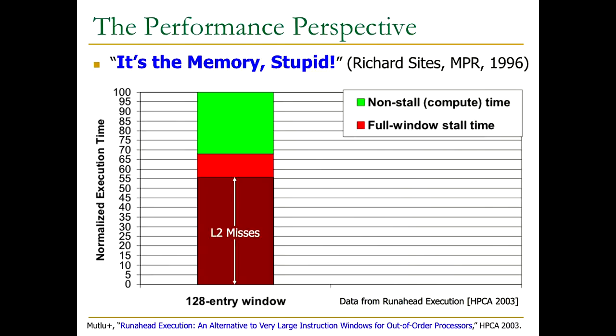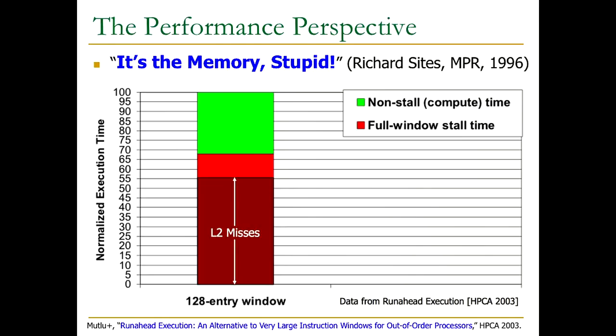This is actually data from one of the papers that I recommended. This is one of my earlier papers. Other people have shown this data later, as well as earlier. Basically, if you have a 128-entry window machine that can look at 128 instructions ahead of the current instruction, how much time does it spend on truly computation?